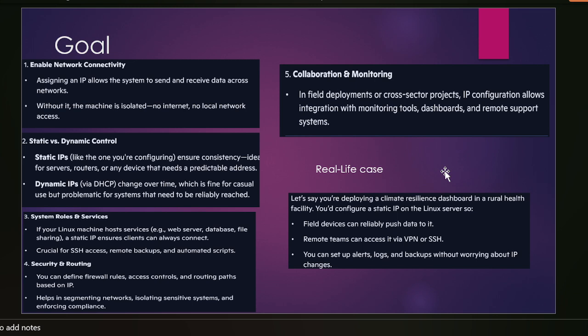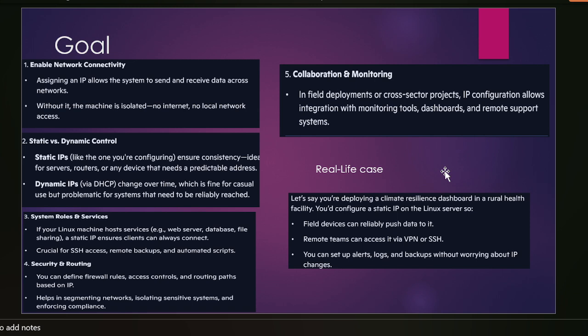We also did this for static and dynamic control. So static in the sense that like the one we are configuring, we are ensuring consistency for servers, routers, and end devices that need a predictable address. We are doing it for the dynamic IPs, for example, by the DHCP, which change over time, which is fine for casual use, but it's actually a problem for systems that need to be reliably reached. So that's why our task was changing from using the DHCP to using the static, so that we have a predictable address.